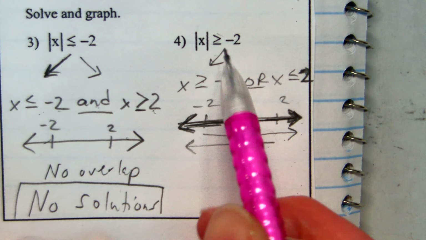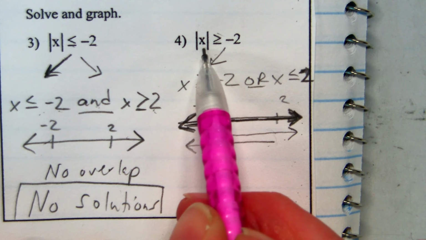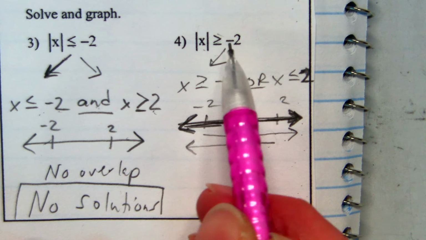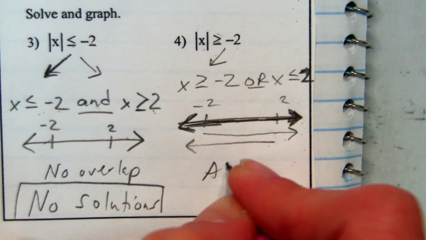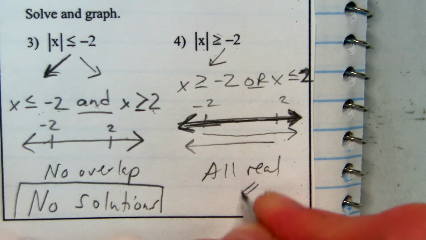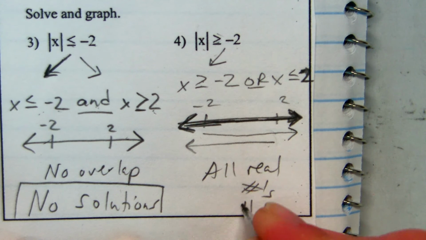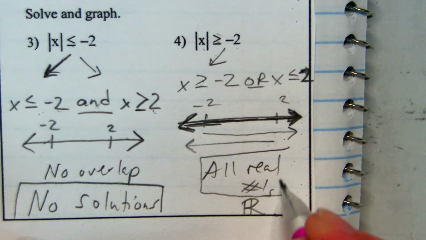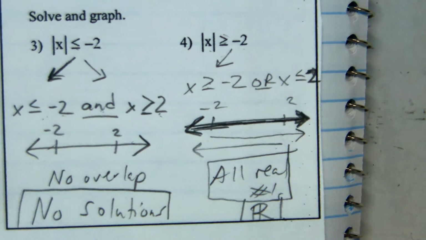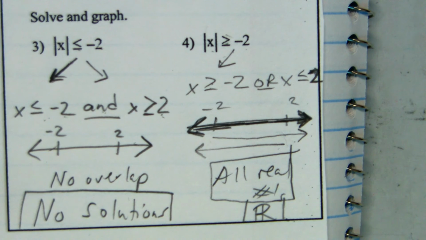And that's because an absolute value, if you think about it, is always positive. It doesn't matter what x is. A positive number is always bigger than a negative number. And so this is all real numbers. And if you want to do that double bar R thing, you can. Double bar R. Okay. So those are our special cases.